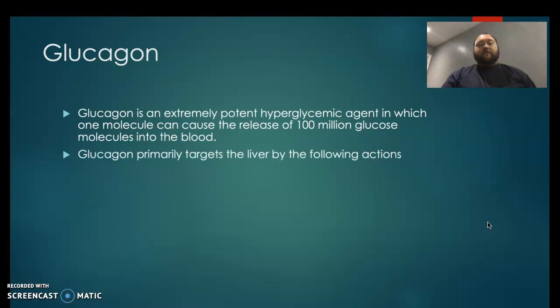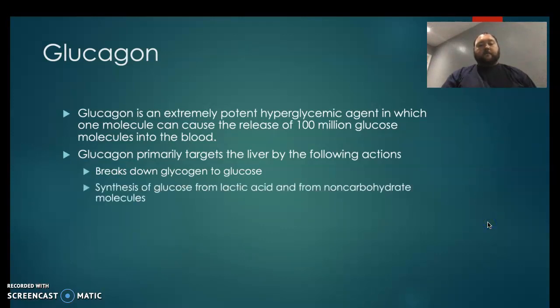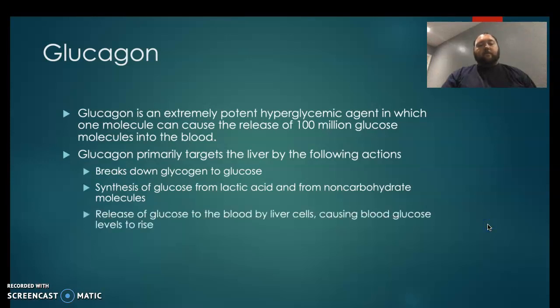Glucagon primarily targets the liver by the following actions. It breaks down glycogen into glucose, synthesizes glucose from lactic acid and from non-carbohydrate molecules, and releases glucose to the blood from liver cells, causing blood glucose levels to rise.